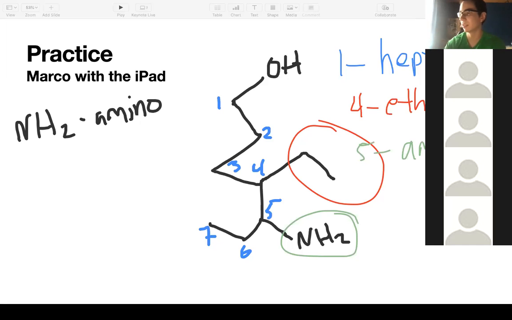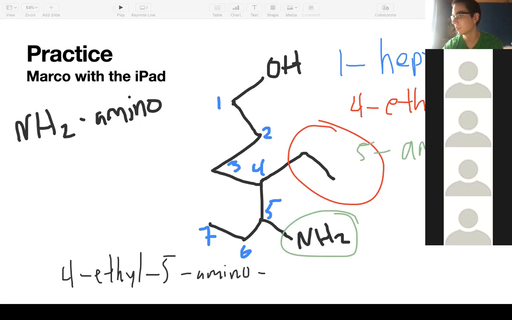So now we're going to go ahead and just write them all together. So we have 4. Oh man, that's a nasty looking 4. 4-ethyl, 5-amino. Oh, oops.